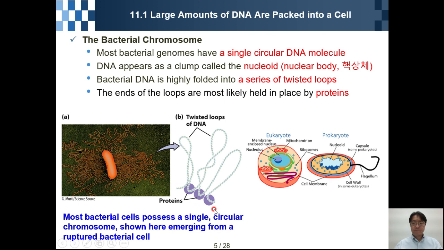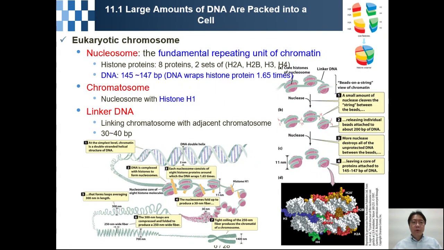Okay. So in this slide, I will explain how a eukaryotic chromosome can be packed into our cells. So let's start from the double stranded DNA. At the simplest level, chromatin is the double stranded helical structure of DNA, except that DNA is complexed with histones to form the nucleosome. So we call this the nucleosome.